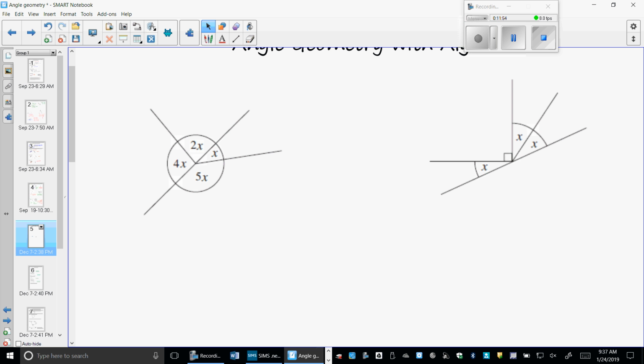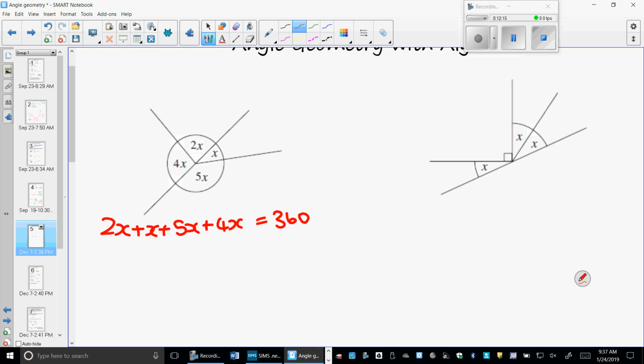So what do we know about these angles here? They add up to 360. Okay, you've got to be really careful. They don't equal it, they add up to. So we're saying to ourselves, they add up to 360. So let's show that we're adding them up. 2x plus x plus 5x plus 4x would add up to 360. We formed ourselves an equation.